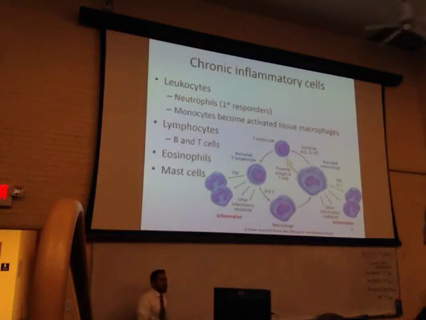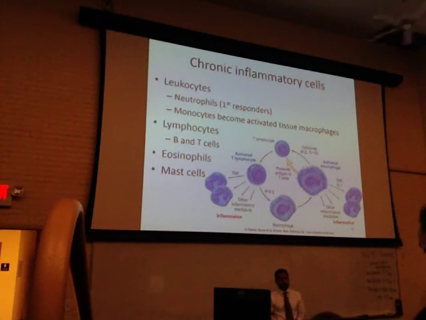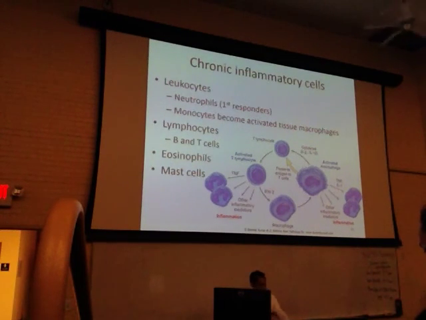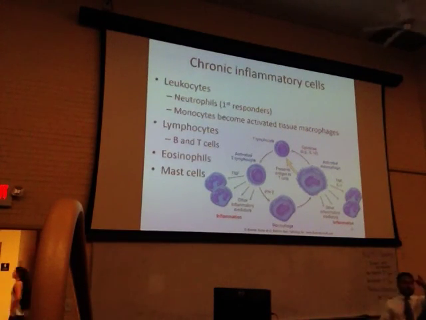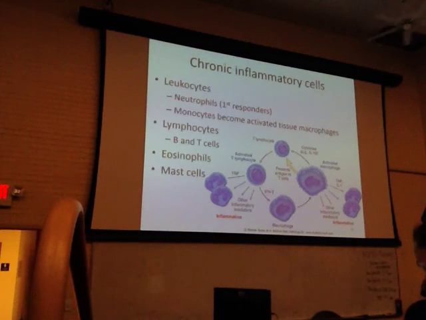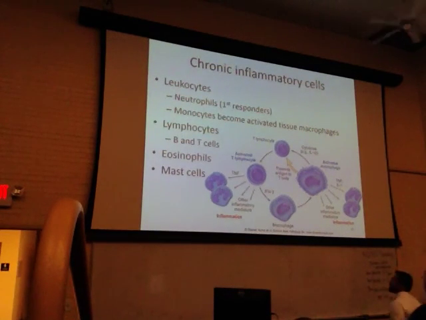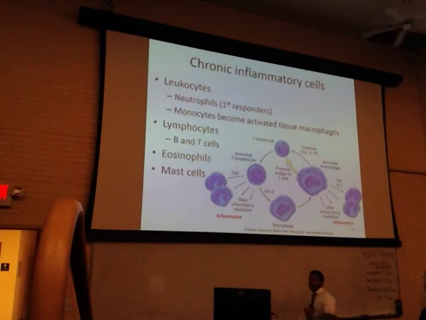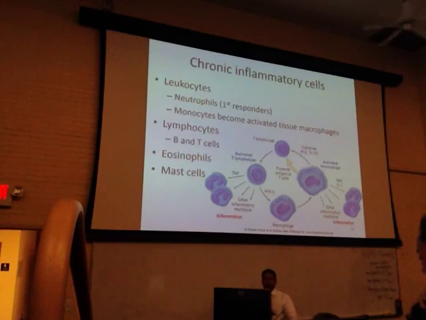So, at the level of chronic, we still have neutrophils as our first responders. We still have monocytes that become activated tissue macrophages. But now we start recruiting other cell types, which was mentioned earlier. These other cell types are B and T lymphocytes. And we're going to talk about that in 2 weeks as we look at what these B and T lymphocytes can do in a chronic inflammatory situation. We also stimulate more mast cells and more eosinophilic infiltration.